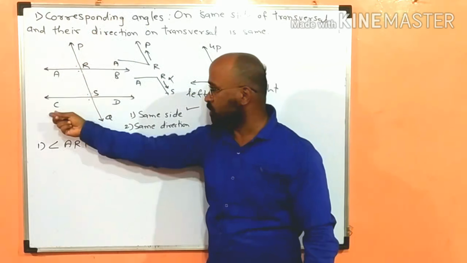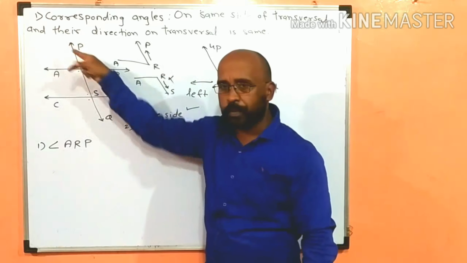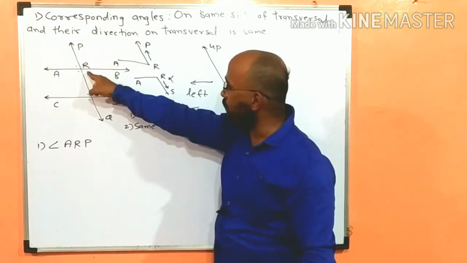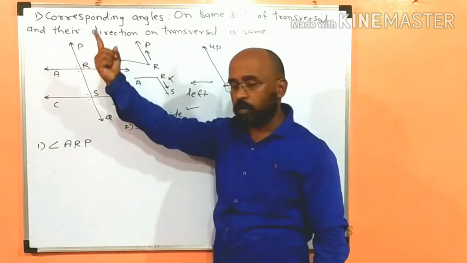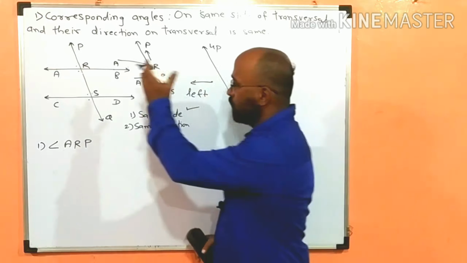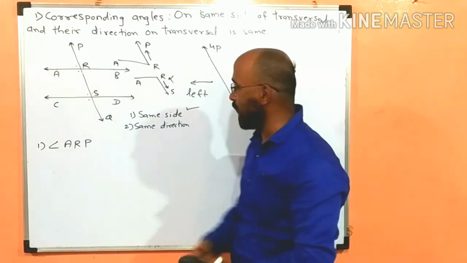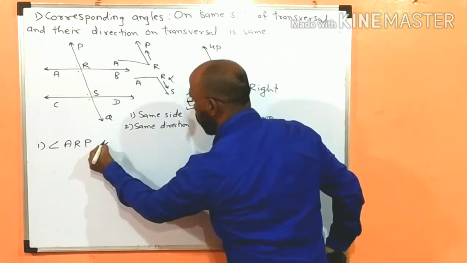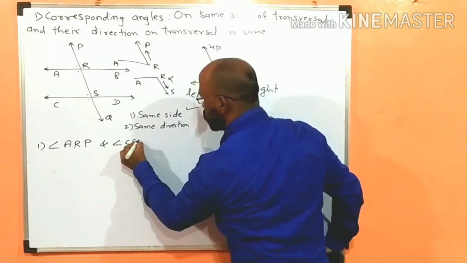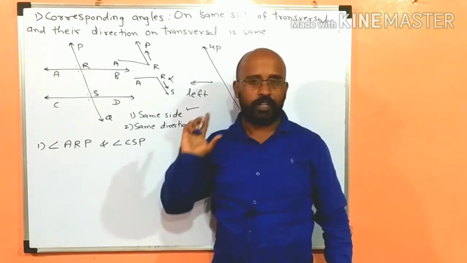CSP has two arms, CS and SP. The direction of SP is towards up. The direction of RP is towards up. Means these two angles are having the same direction on the transversal. These two angles are on the same side of the transversal. So this angle CSP and this angle ARP, these two angles are corresponding angles.